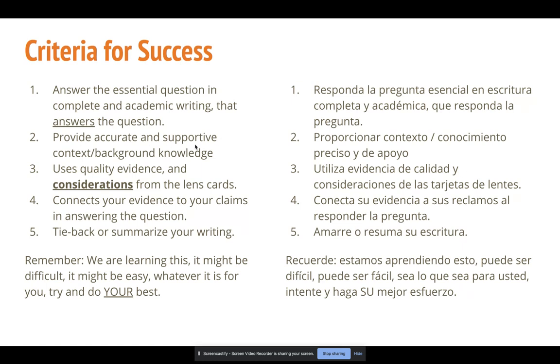Make sure you provide accurate and supportive context and background knowledge. I don't know that I will have seen whatever TV show you're watching or movie you've watched or book you're reading. Provide the accurate and supportive context that I need to understand, 1, what you're writing about, and 2, how your evidence is going to support your answer. Okay, that's the important part. Now, number 3 uses quality evidence and considerations from the lens cards, connects your evidence to your claims and answering the question, and uses some sort of tieback or summary in your writing.